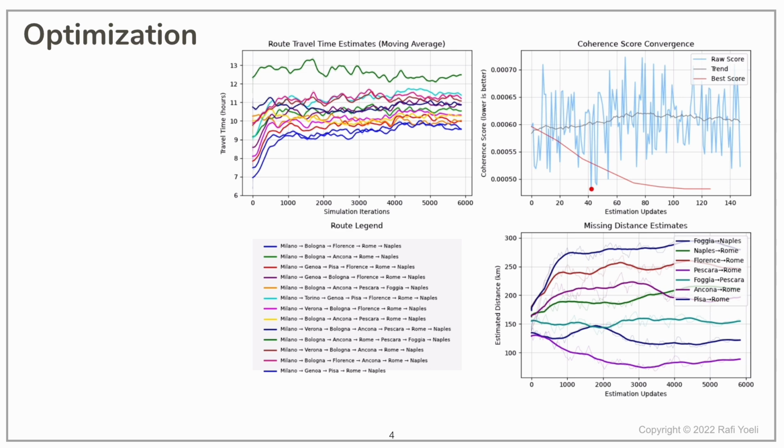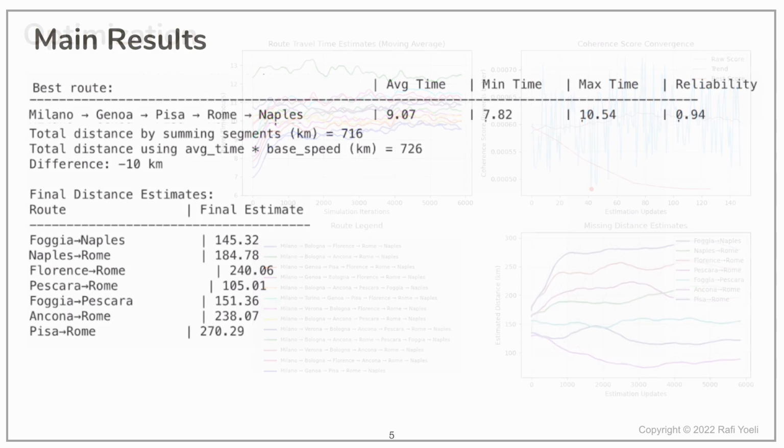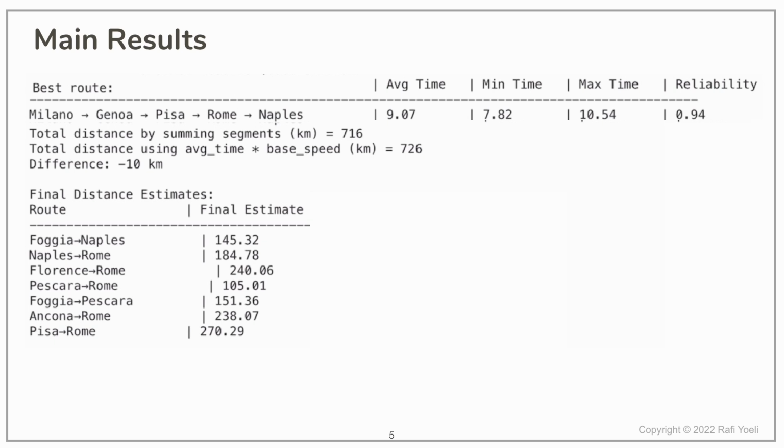The run has reached 6,000 iterations, and here are our main results. The algorithm has determined that the best route from Milan to Naples passes through Genoa, Pisa, Rome, and Naples. The average travel time is reported as 9.07 hours. The reliability score of 0.94 at the top right indicates high confidence in this route, showing that it consistently performed well across different traffic scenarios.